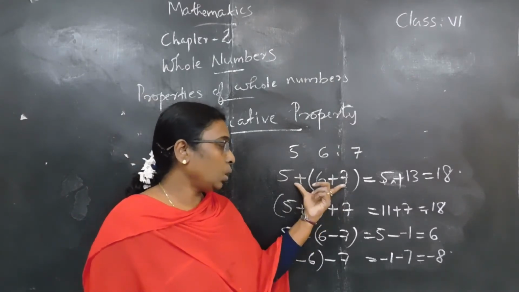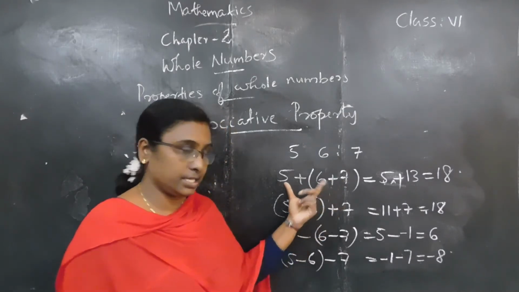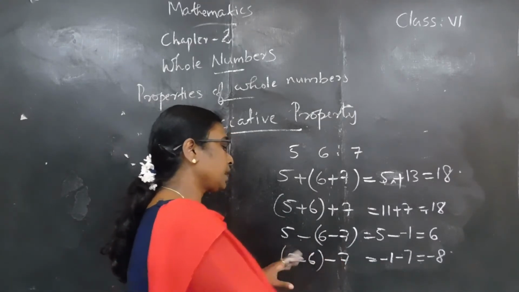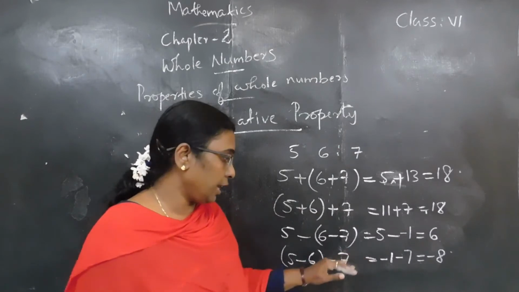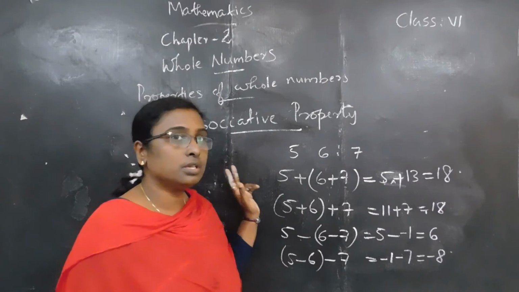Here, in this case, whole numbers are associative under addition, since the three whole numbers can be grouped in any order for addition. For subtraction, these three whole numbers cannot be grouped in any order. Therefore, the whole numbers are not associative for subtraction.